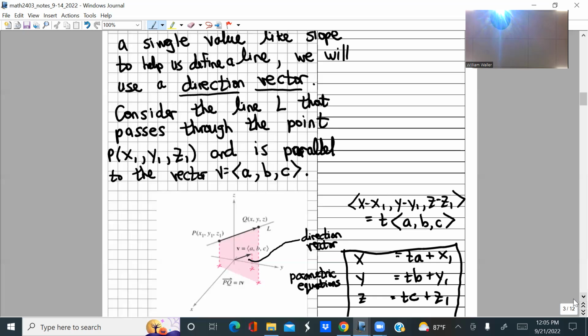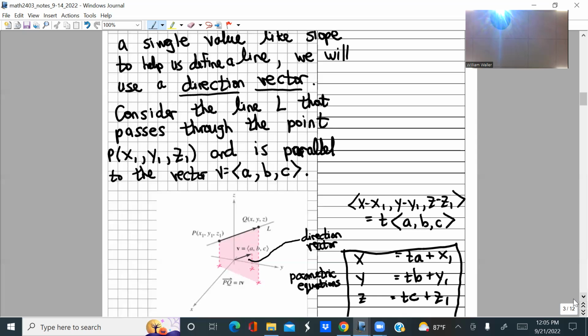But look, if you know one point on the line, let's call that point P, then let's imagine we have any other point at all on the line. By the way, here are the coordinates for this point P. So this is the point we know, the given point. So we know those three. Those are given.